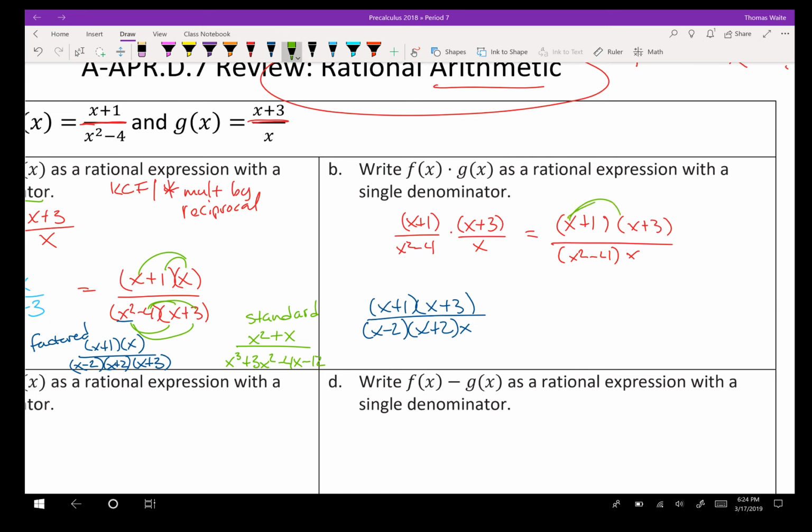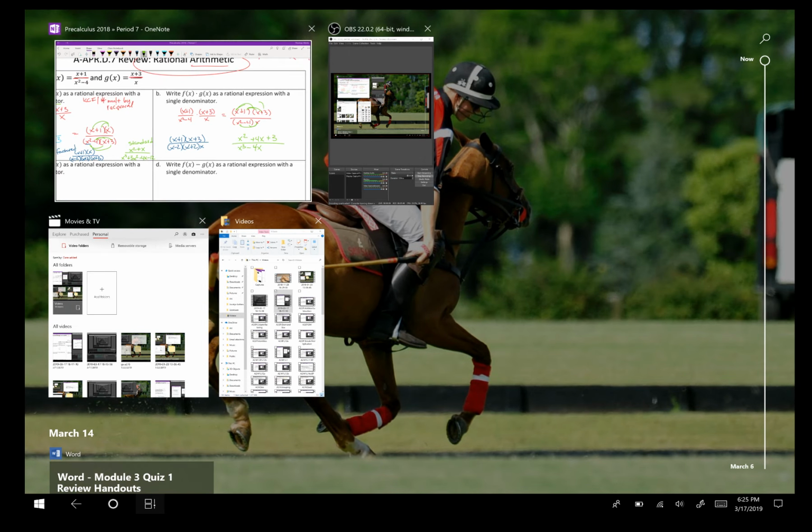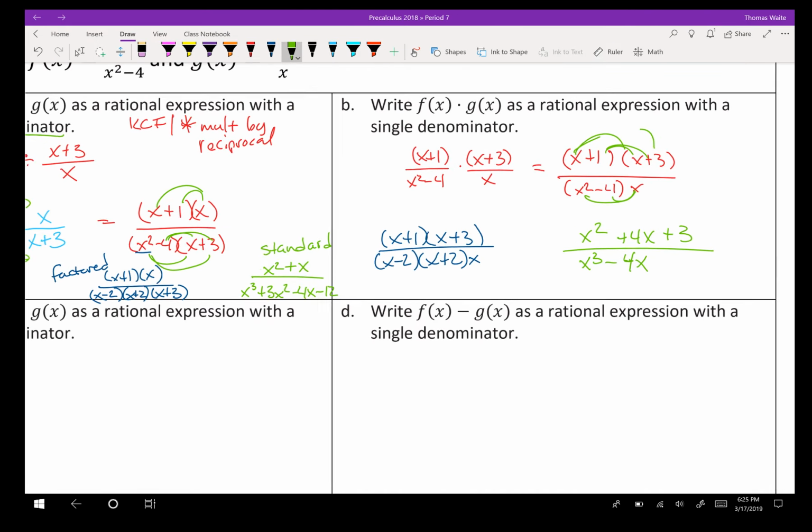If I wanted to write it as standard form, I'd have to distribute my top. So 4 terms here, x squared plus, I know there's going to be a 3x and a 1x, and then a 3 at the end. And then if I were to combine them, that's just going to turn into x squared plus 4x plus 3. So you could write that in 2 steps. And then on the bottom, I have to distribute my x through, x to the third minus 4x. Great. So these two are pretty straightforward. We have both factored and standard form.